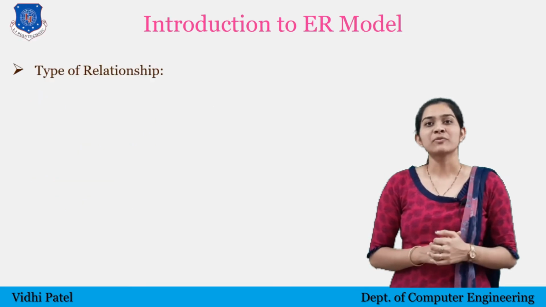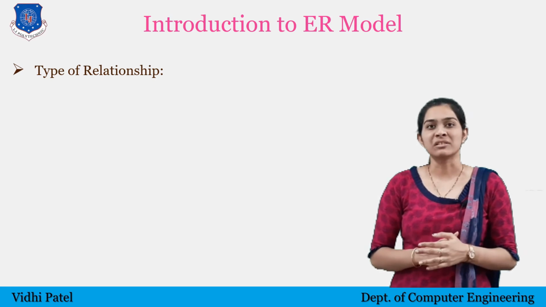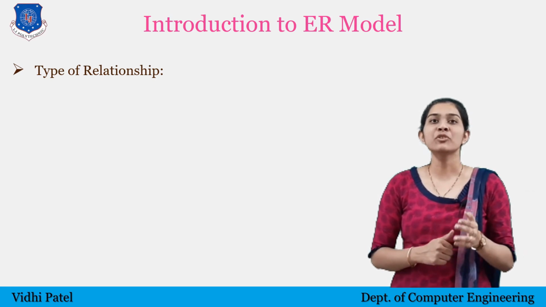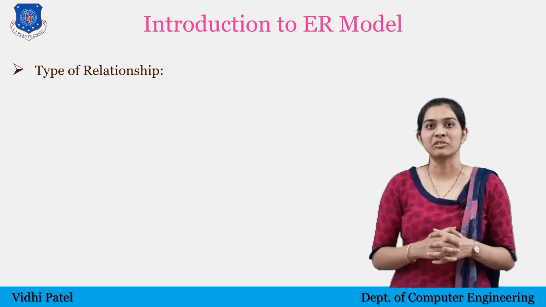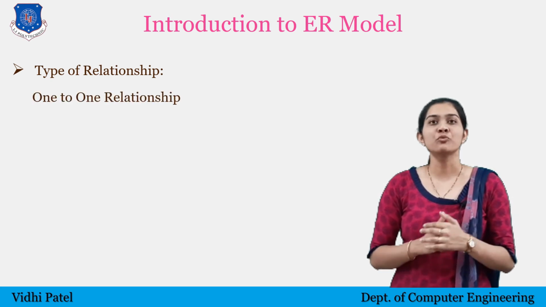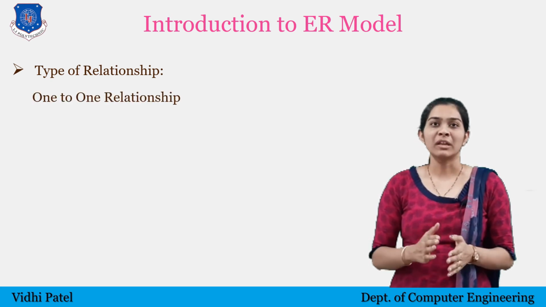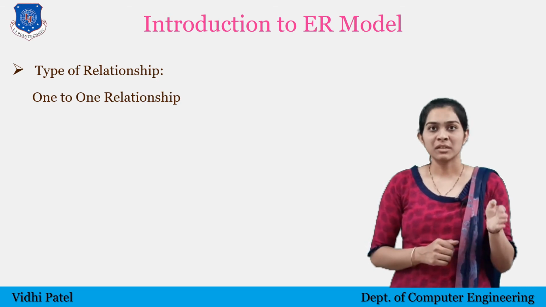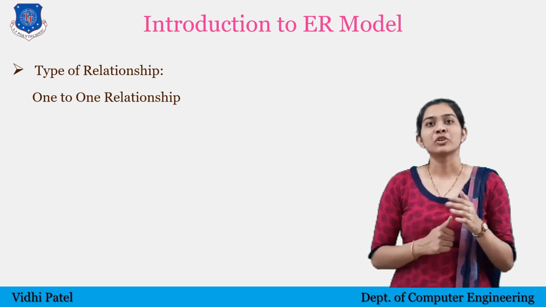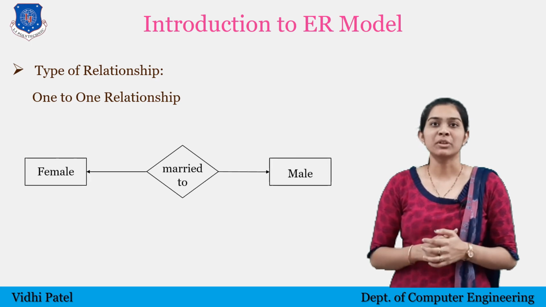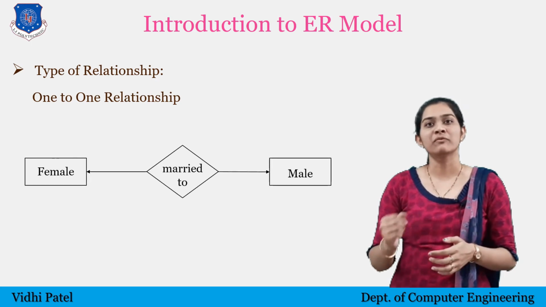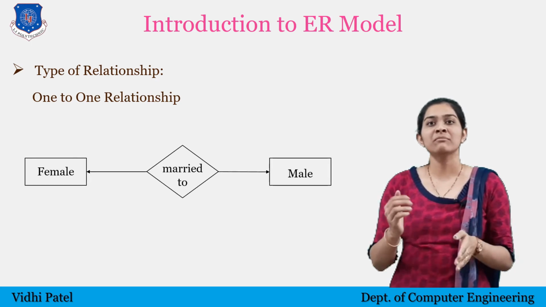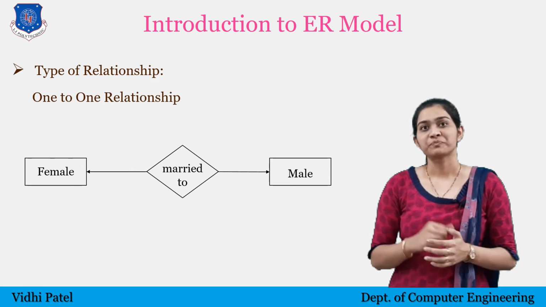Let's see types of relationship. It is also known as cardinality of the relation. Cardinality means number of records present into a relation. First one is one-to-one relationship. When only one instance of an entity is associated with the relation, that is known as one-to-one relationship. For example, a female can marry to a one male and a man can marry to a one female.